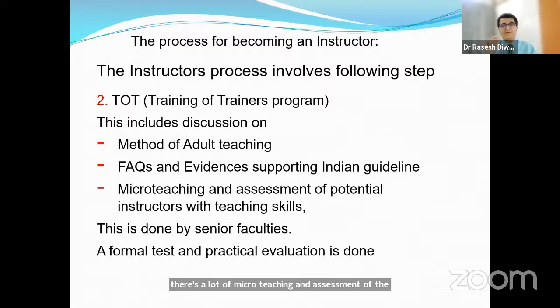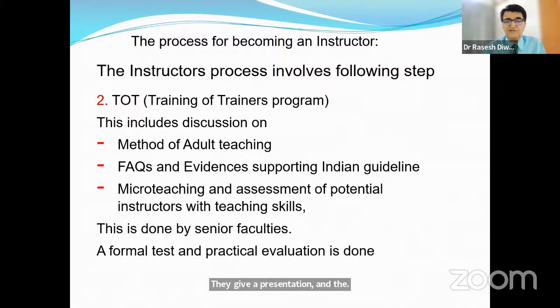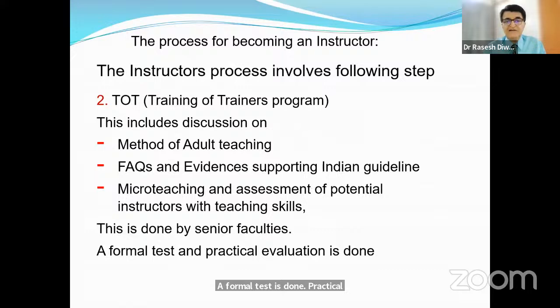So we give small topics at that time. They give a presentation and all senior faculties who are present there with the course director assess them. A formal test is done, practical evaluation is done, skill demonstrations are given, one topic to each person. And finally, when everything is done, a formal test is done, and they are given a provisional certification that you have undergone the training of trainers program.